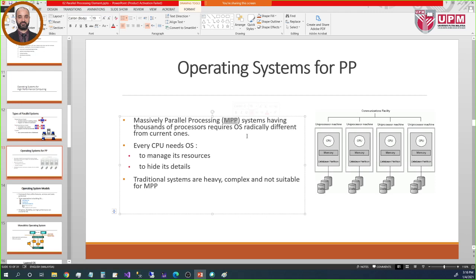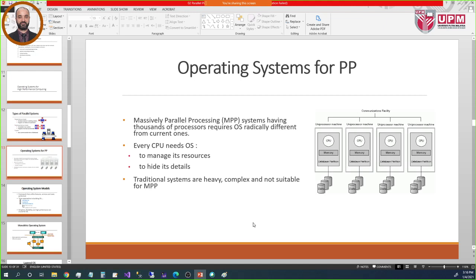Okay, so every CPU needs an operating system, right? Every CPU needs to be controlled by an operating system to manage its resources, to hide its details, and so on. So traditional systems are heavily complex and not suitable for MPP. Traditional operating systems are the systems we know, like Windows 7, Windows 10, Linux, Ubuntu, whatever like that.